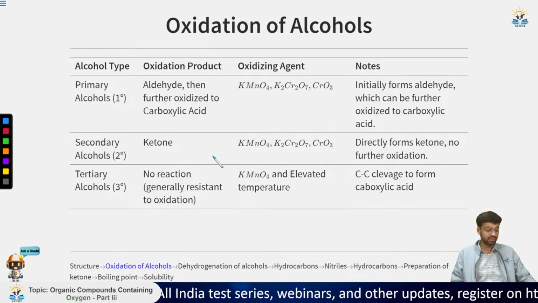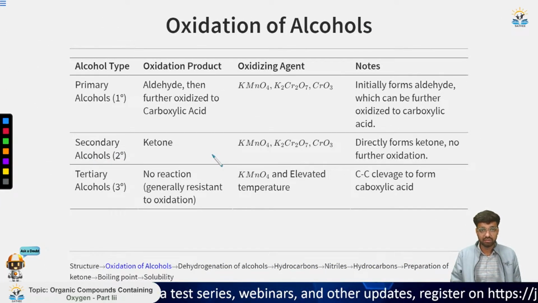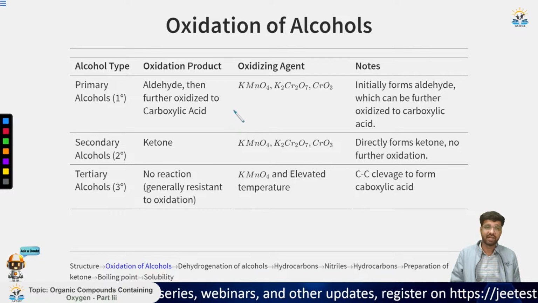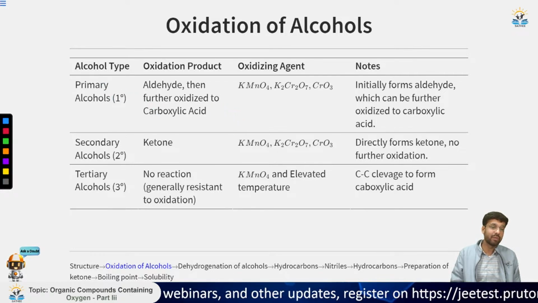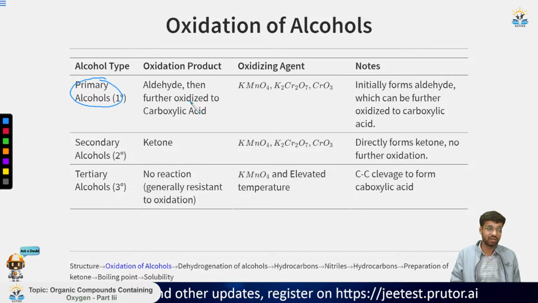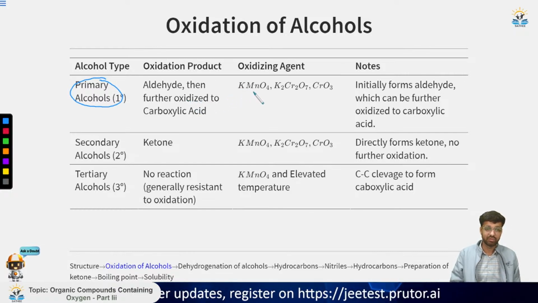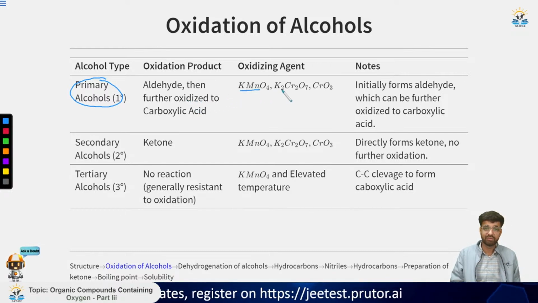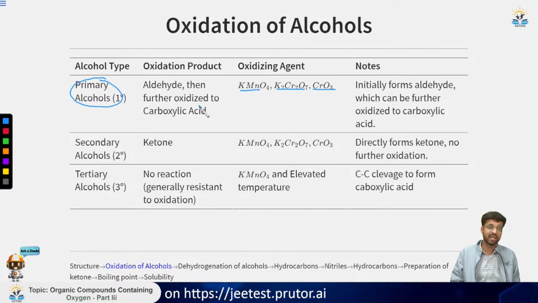Now this was all about the structure. So we will next move toward the preparation of aldehyde and ketone. Using primary alcohol, we have seen this earlier also, so I am just giving a revision to it. If we have KMnO4 or K2Cr2O7 or CrO3, then we can oxidize this primary alcohol first to aldehyde, then on further oxidation we get the carboxylic acid.